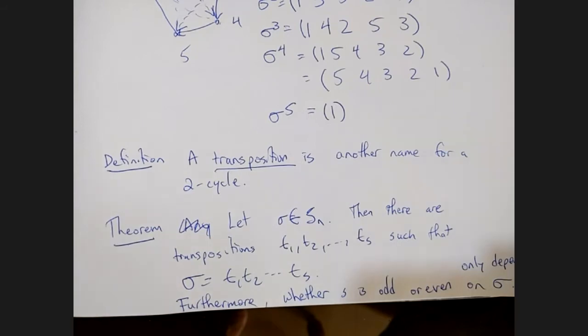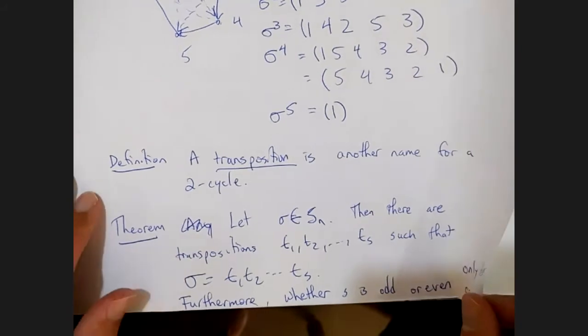Okay, so the number of transpositions I use, that number, you can use a different number, but whether that number is odd or even only depends on sigma. Okay, so let's see what we mean.